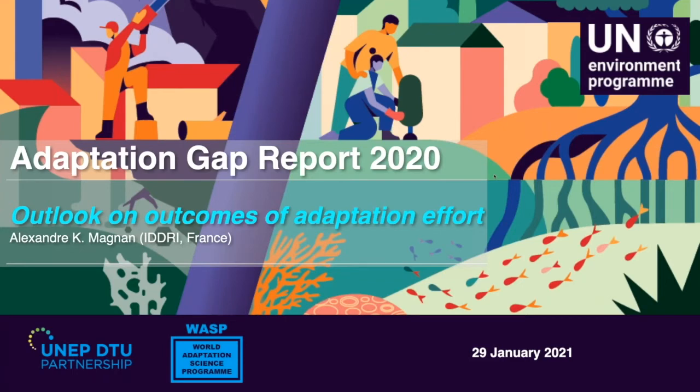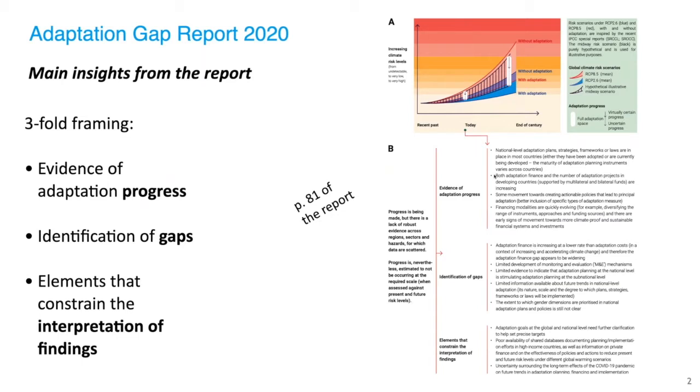So chapter 7, in this final chapter, we built on the thematic and topical chapters my colleagues presented in order to come up with some overarching messaging and findings on adaptation progress at the global scale. And we organized these findings around 3 main topics. So you have them on the left-hand side. Progress, gaps, and also a discussion around the elements that constrain the interpretation of the findings.